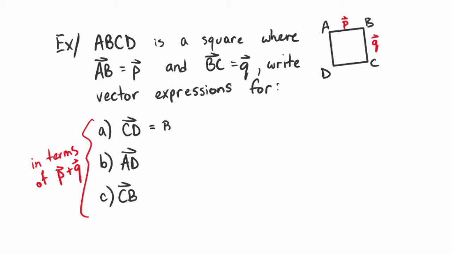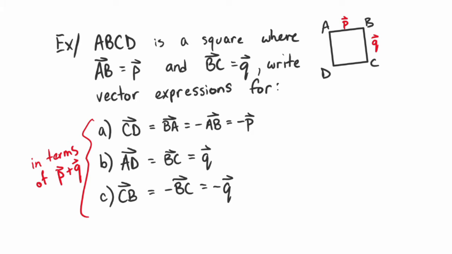So the vector CD I can see is the same side of the square as BA, so I know those two vectors are equal. And BA is just the negative of AB, so I know that CD is equal to the negative of P. Vector AD happens to be the same vector as BC, and so I know then that that is equal to Q. And now vector CB is just the reverse of BC, so it would be the reverse of Q, or negative Q. That's the end of this very brief introduction to vectors.